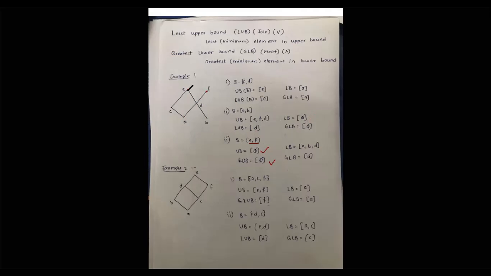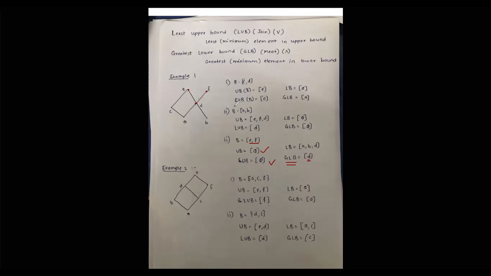What is the lower bound for this E and F? For the lower bound, we can see that A, B and D are the three elements which come under the lower bound. Out of these three elements, we need to find out the maximum element. According to the definition, we can see that D is the maximum element, where every element is related to that element, and that's why it is eligible to be the maximum element. So D is the greatest element from the lower bound, and this becomes the greatest lower bound.